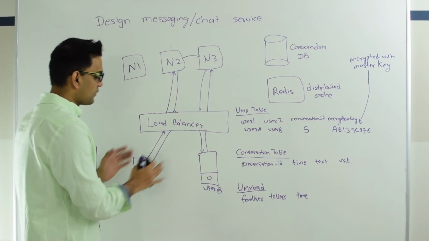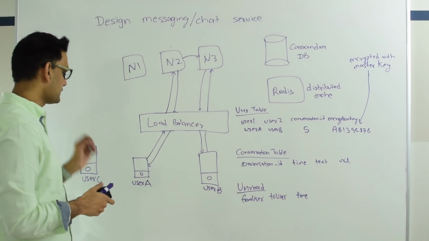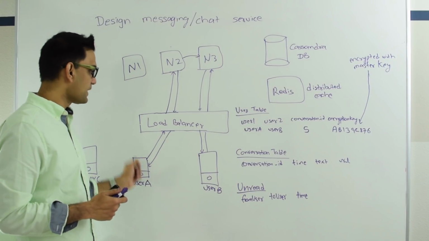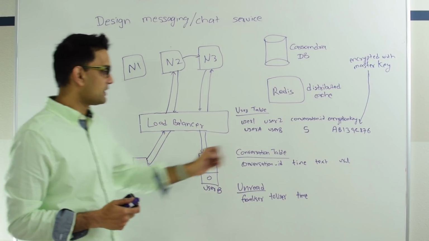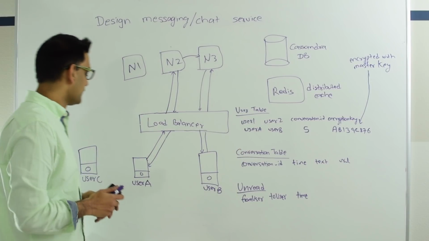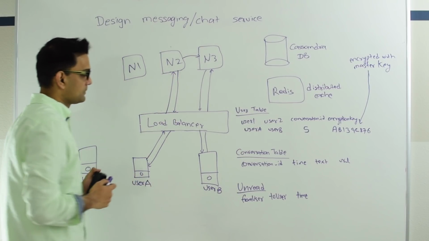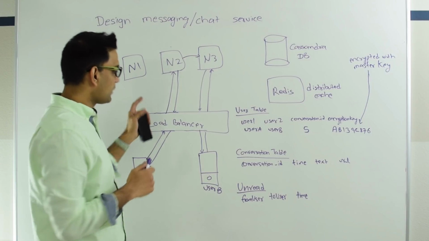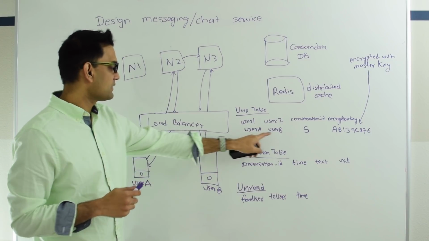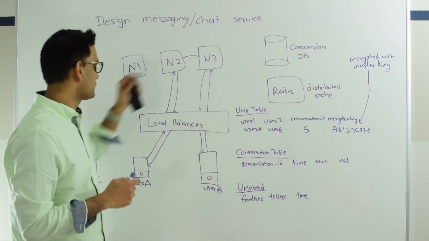So now when user A wants to send a message to user B, the first thing he does is encrypt the message on the device itself with this encryption key. Then he sends this encrypted message to N2. He also sends this conversation ID and the fact that he's sending the message to user B.